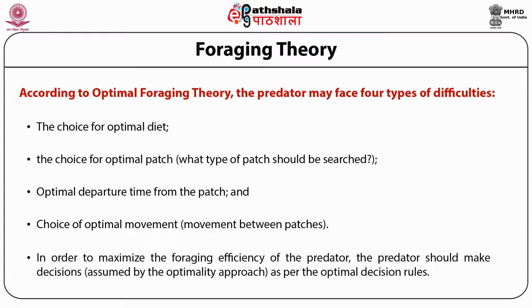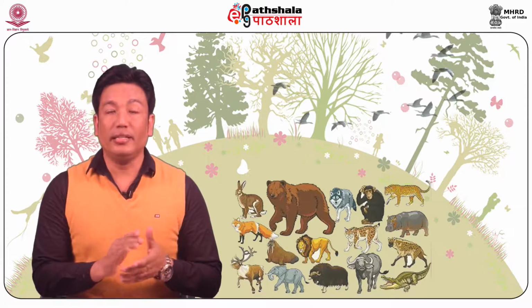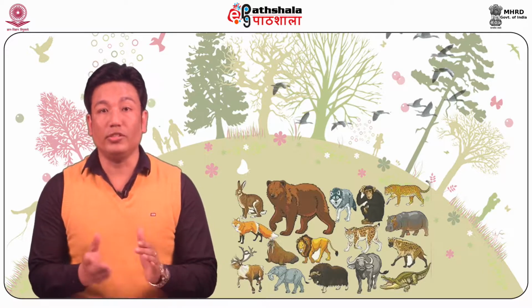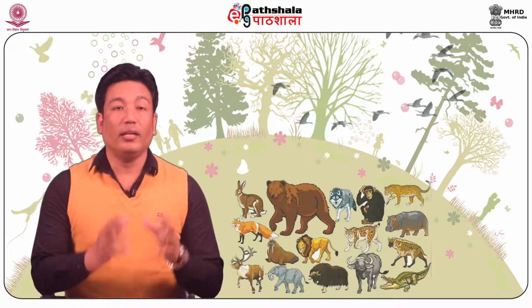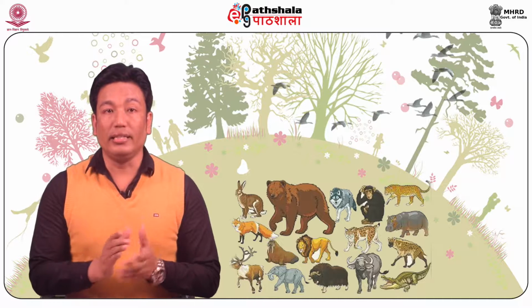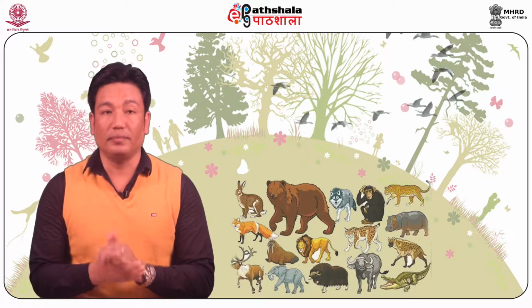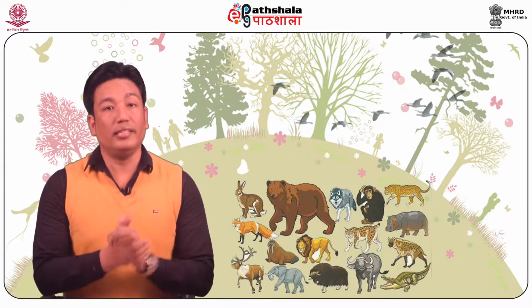In order to maximize the foraging efficiency of predator, the predator should make decisions as per the optimality approach. So students, let us summarize what we learned in this module. When one organism consumes another living organism, the interaction is called predation. It's a type of positive-negative relationship where one individual is benefited at the expense of the other. The broadest manner of predation includes parasitism and herbivory.